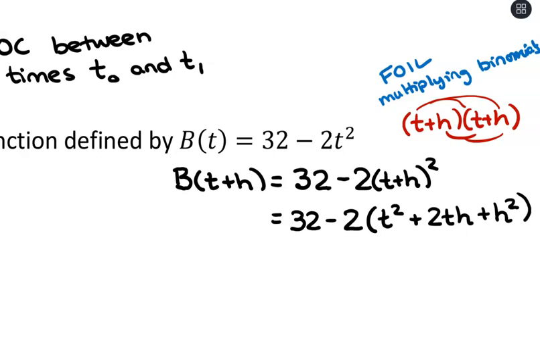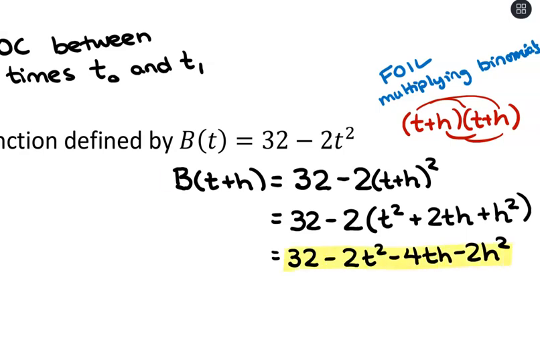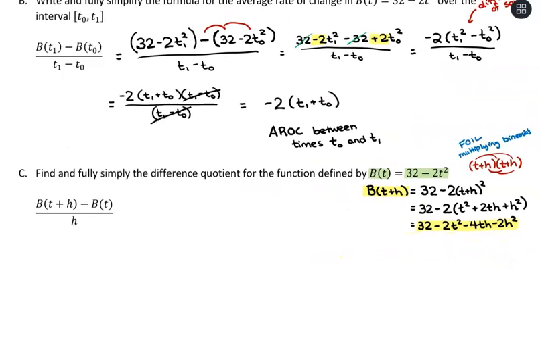Okay, then I'm just going to distribute that -2 through, so 32 minus 2t squared minus 4th minus 2h squared. Okay, so all of that mess is the equivalent of b of t plus h. And then 32 minus 2t squared, equivalent of b of t. So I did all of that so I can make substitutions here.